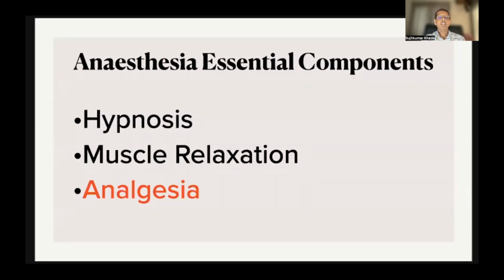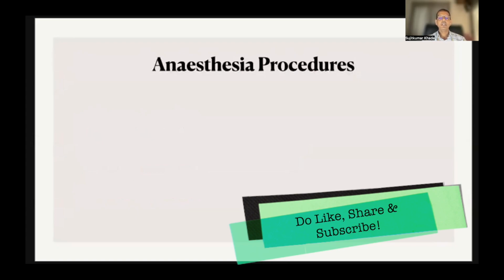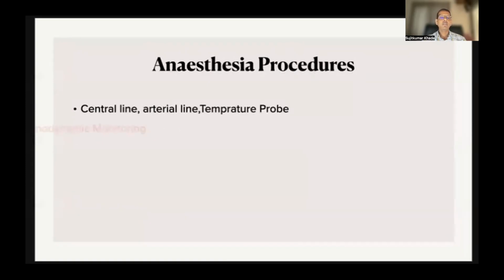We all know these are the three components of anesthesia, and analgesia is mandatory in any form of anesthesia, be it regional anesthesia or general anesthesia. Before giving anesthesia to the patient, we have to do some procedures like putting a central line or arterial line, which will help for fluid administration and hemodynamic monitoring. In a few selected patients, we do frequent blood sampling for biochemical monitoring.